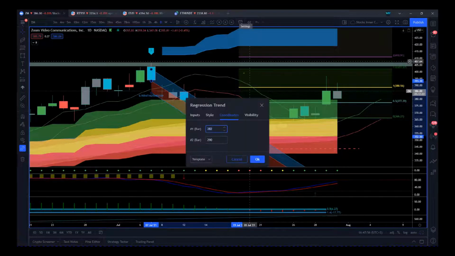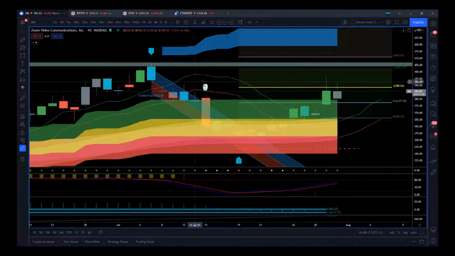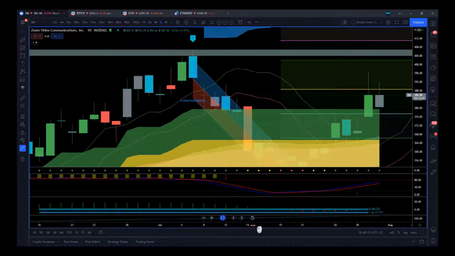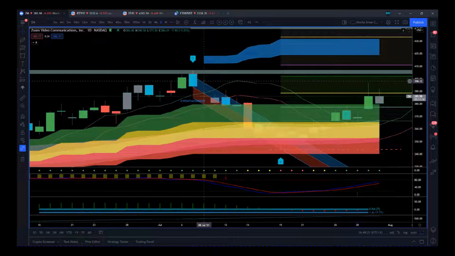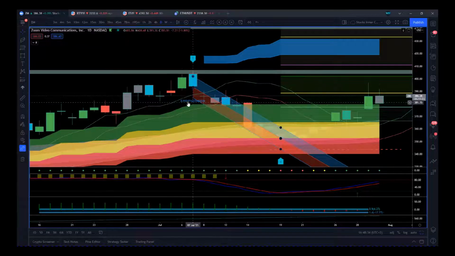Now we want to make sure that we have Pearson's R connected here. So if you go to style, we want to make sure that the Pearson's R is selected. This is important. This is this figure here. If I just zoom in a little bit, 0.955476162. So this measures this regression trend channel, and anything over 0.9 is a very nice orderly profit taking pullback. So basically we've got 95.547% and so on and so forth. So this is a very, very tight orderly wave 4 pullback.